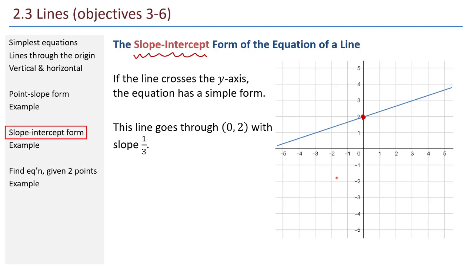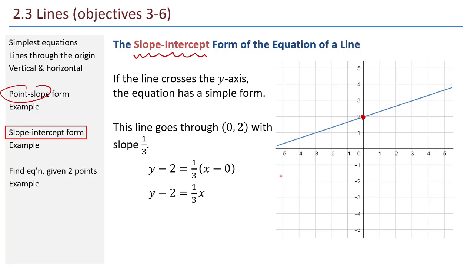So by using the previous version, by using the point-slope form, I can see that the equation for the line is y minus 2 equals 1/3 times x minus 0. And here's the simplifying part. That 0, well, the 0 goes away, and so I could just write y minus 2 equals 1/3 x.